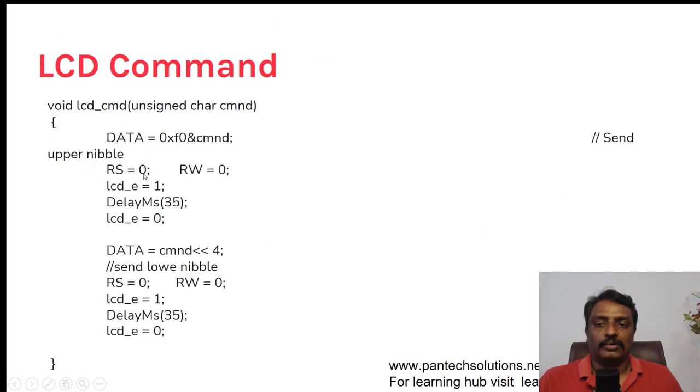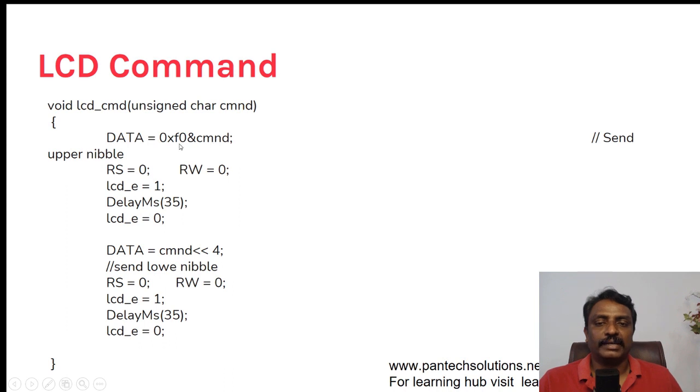RS equals 0, RW equals 0, and LCD enable equals 1. It should go from low to high; initially it will be low, then high, so you have to enable this. Give a delay of 35, and then this is for data.